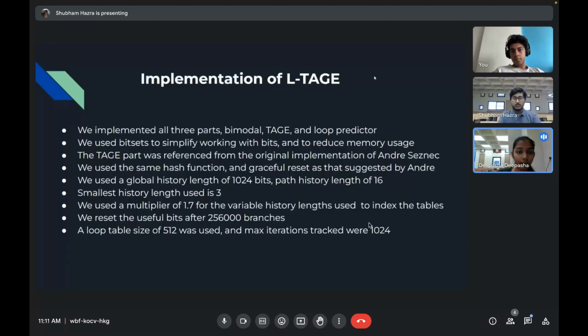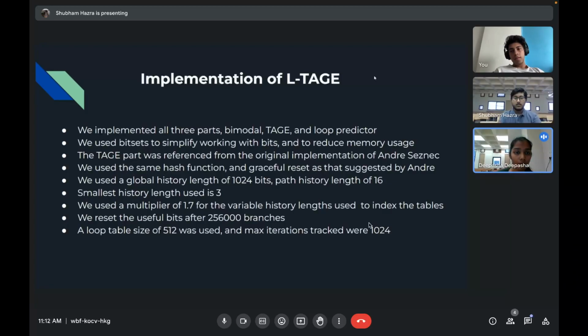Moving on to the implementation of L-TAGE, we implemented the three parts presented in the paper, that is the bimodal model, the TAGE, and the loop predictor. We used bitsets to simplify working with the bits and to reduce the memory usage, instead of using any other data structure that occupies a large memory. The TAGE part was referenced from the original implementation from Professor Andre. We use the same hash function that was given in the paper, and we also use the graceful reset of the useful bits as suggested by them.